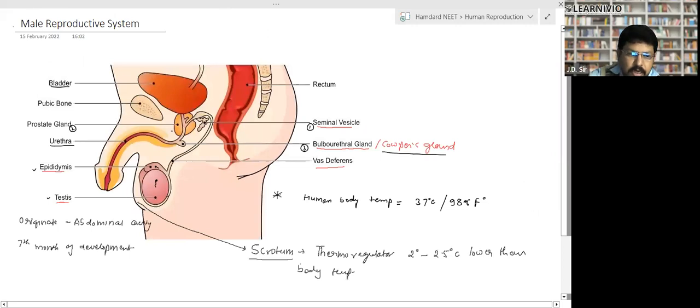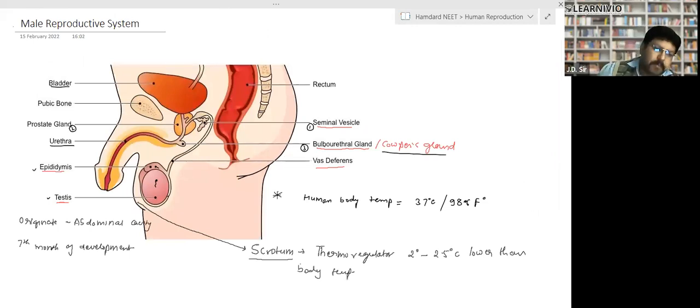This is basically the male reproductive system, right? In the male reproductive system, look. Basically, this is the testis. Testis is the primary sex organ. Inside the testis, you can see that I have made this sperm over here.